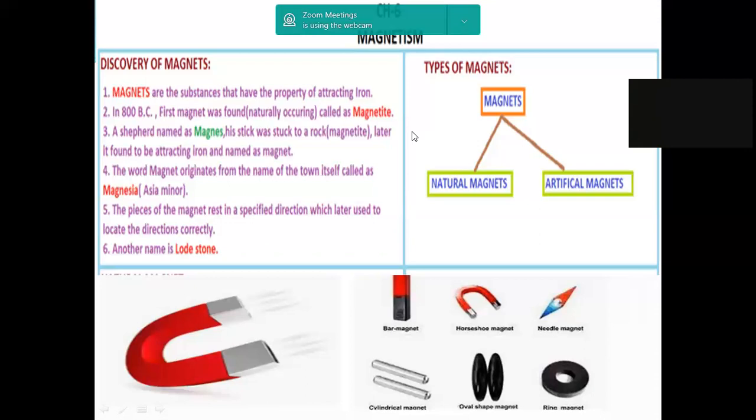Here comes up the sixth point. Another name of magnets is lodestone. This is another name of the magnets. Now we should learn that there are two types of magnets. One of them is natural magnet, another one is artificial. Let's learn about them together.